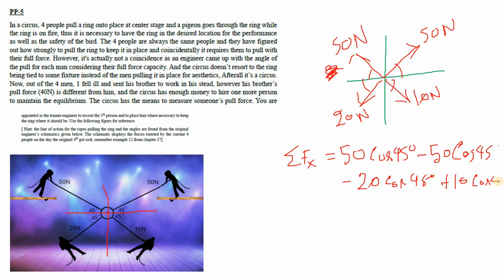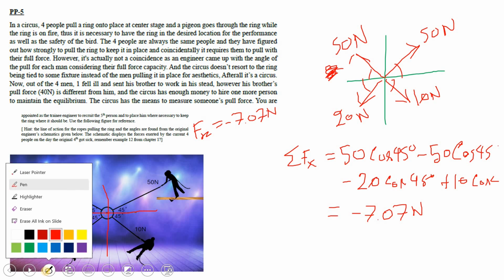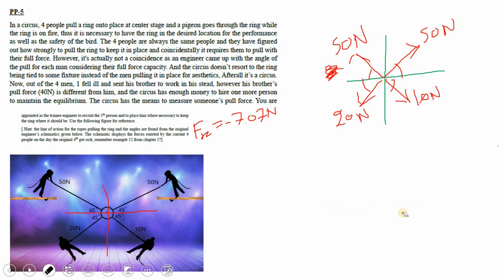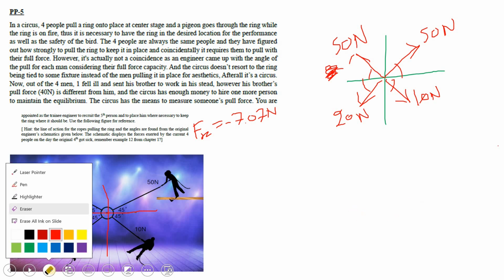Okay, so from there we can get the summation of Fx, which is negative 7.07 newtons. So we now have Fx. We can write it down here, which is negative 7.07 newtons. Let me clear up the space so we can write down Fy. It's going to be pretty much similar to Fx. I shouldn't have erased it. We just need to change the signs, the pluses and the minuses, and also all of the cosines are going to be sines now, right?